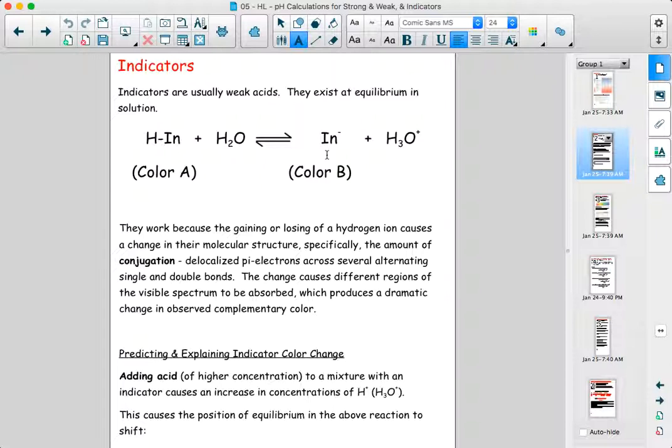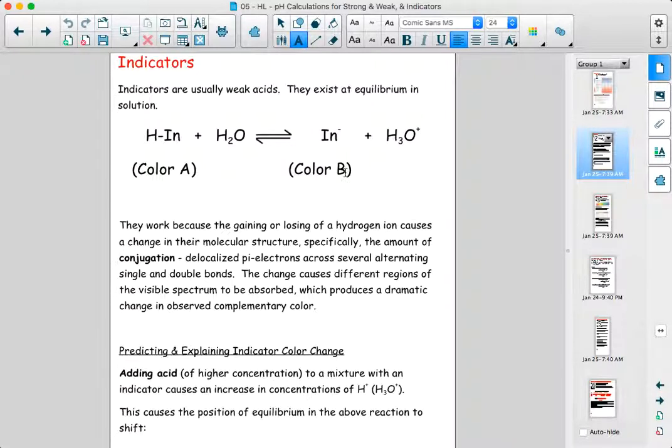So we think of indicators as essentially existing at this equilibrium where there are two different forms of the indicator present. And based on additions of H plus ions or OH minus ions, this equilibrium will shift, and we will either have the majority of the indicator in this form, in its sort of molecule form, and then we will see the color, what we'll call color A. And if we cause the shift to the other side, then we'll get color B.